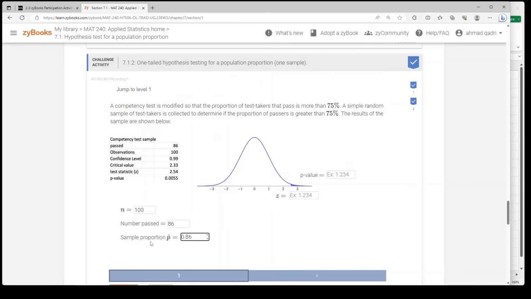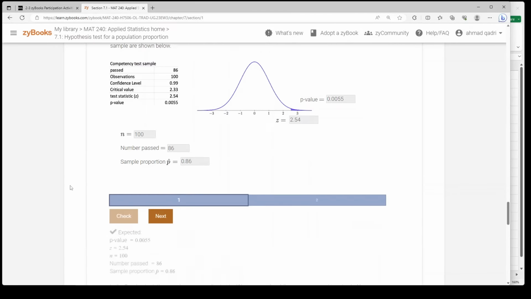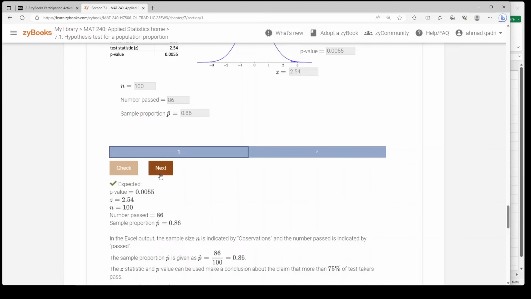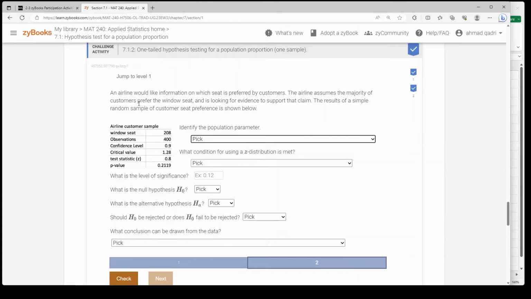Now this is the sample proportion, so the estimated value using the sample. The p-value for this test is 0.005, and the z statistic is 2.54. So we've answered all the questions here, and so these are all correct. Go to the next question.